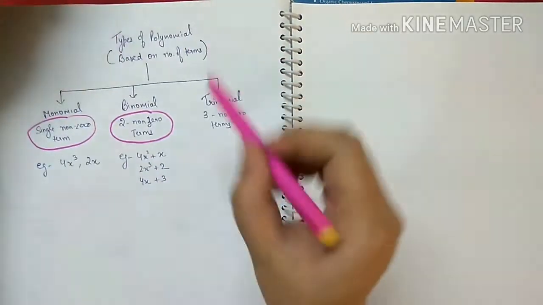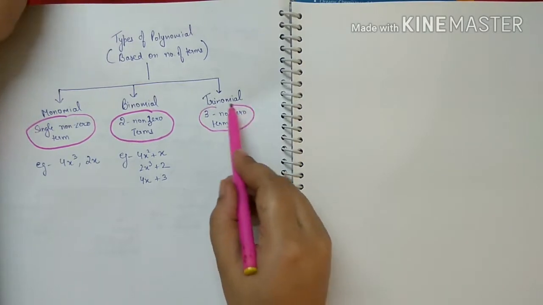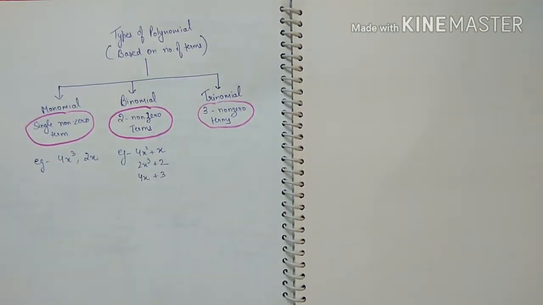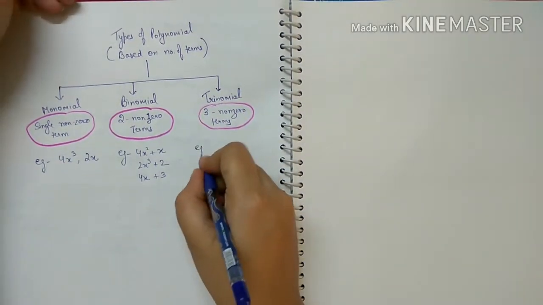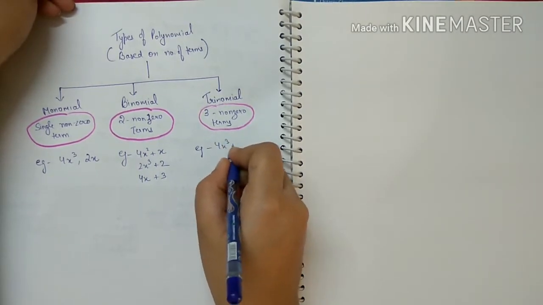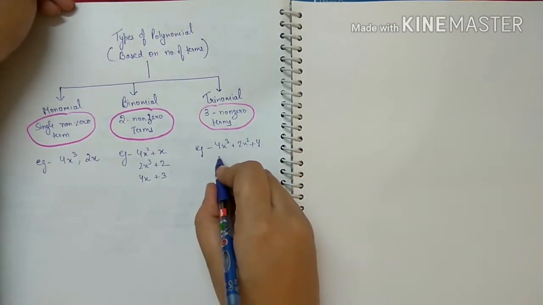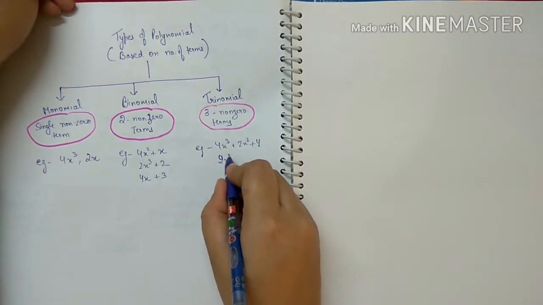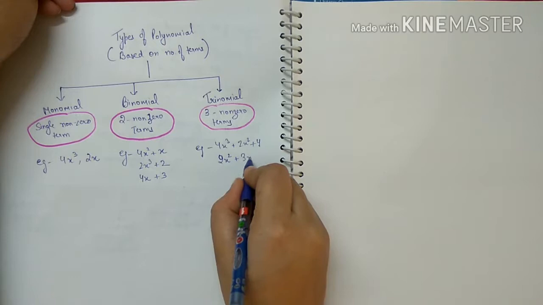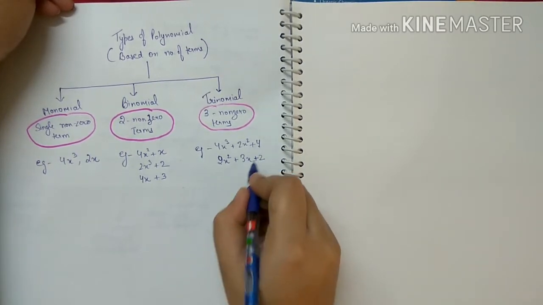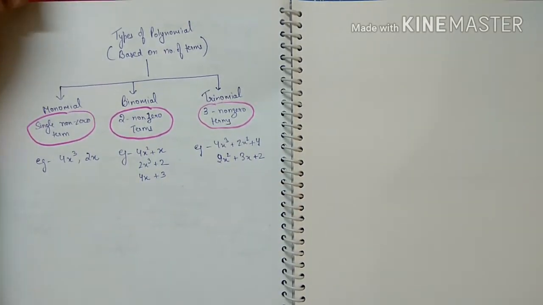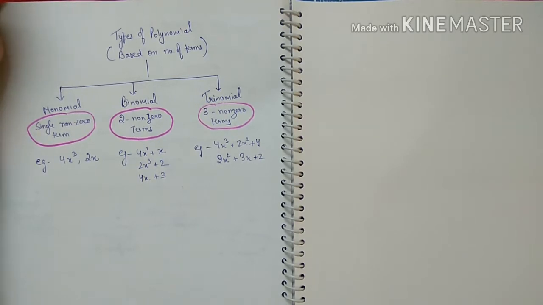All these are examples of a binomial because we have two terms in this algebraic expression. Trinomial is another form in which we have three non-zero terms, and this can be written as, for example, 4x cube, 2x square plus 4, or 2x square, 3x plus 2. So this has three terms in it, so we term it as a trinomial.